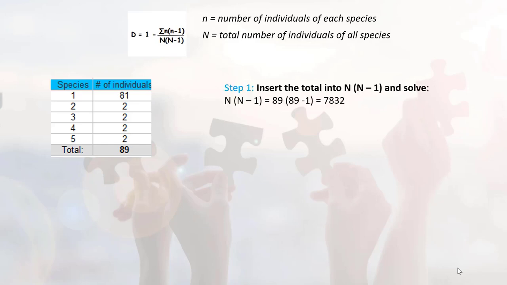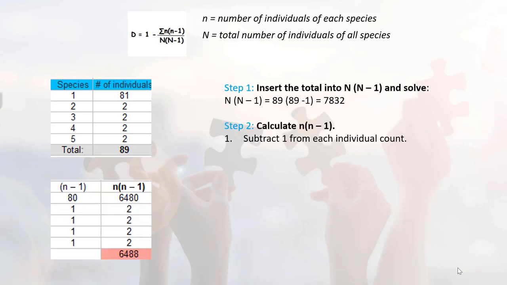The first step is to insert the total of the set, that's 89, into the denominator, N times N minus 1, and solve. That gives me 89 multiplied by 89 minus 1, and that equals 7,832. Put this number aside for a moment.